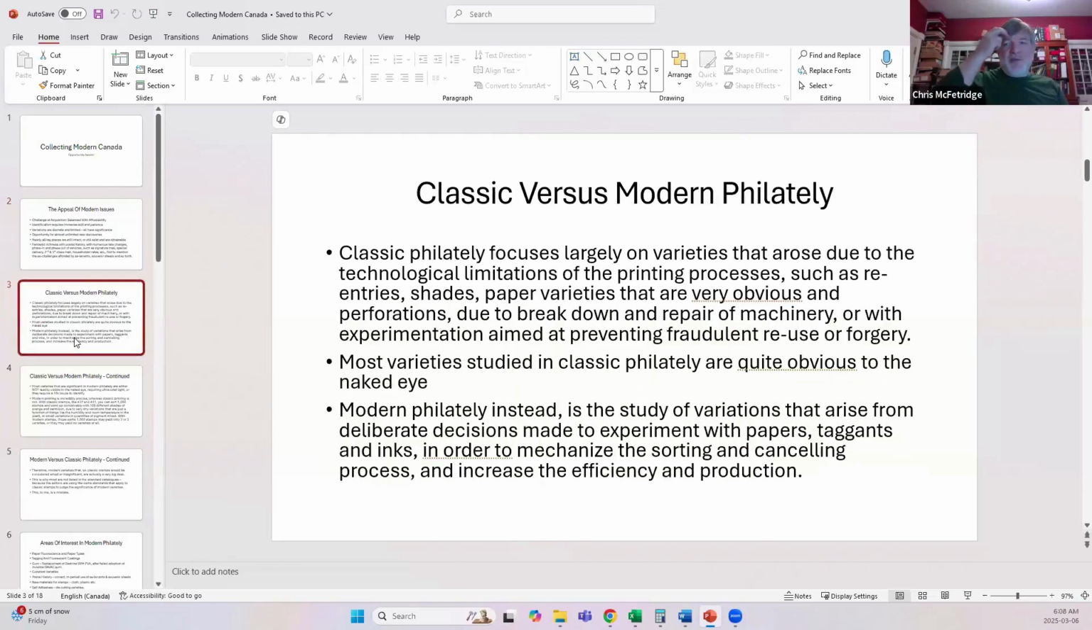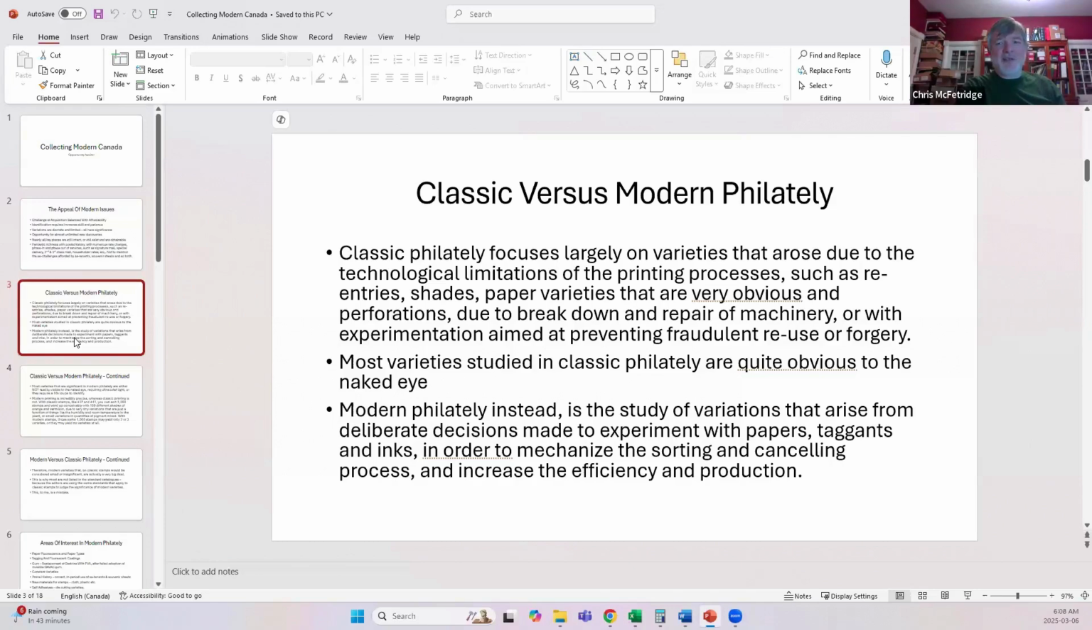So that leads me into a discussion of classic versus modern philately. Now, to me, these are two different disciplines. And I think one of the mistakes people often make is that they try to compare one to the other, and they sort of put classic philately up on a pedestal and then denigrate modern philately. But the truth is, to me, they're completely different because they focus on different things.